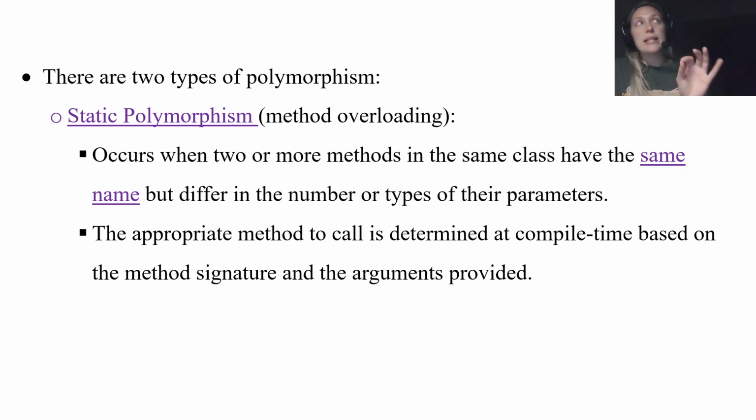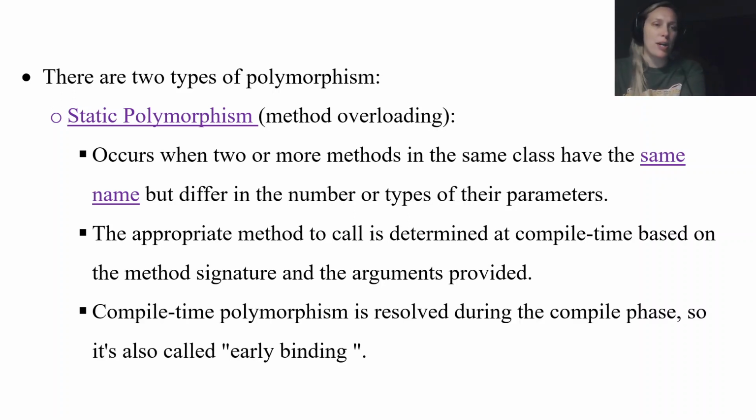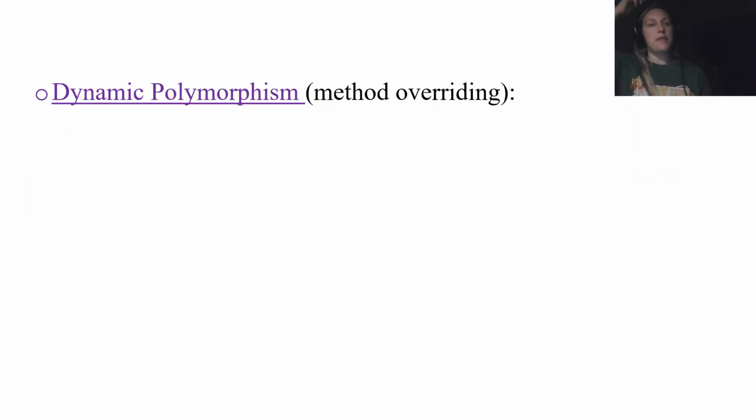The method that will be called is decided at compile time, and it's based on the method signature and the types of arguments that are provided when you make the method call. This compile time polymorphism is also called early binding because the decision is made in the compile phase. So before you run your program, it already knows what method it's going to run. Okay, so that's static polymorphism.